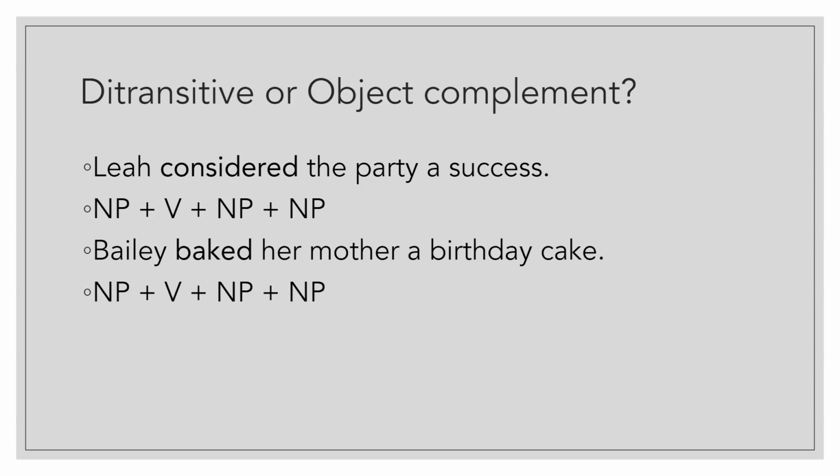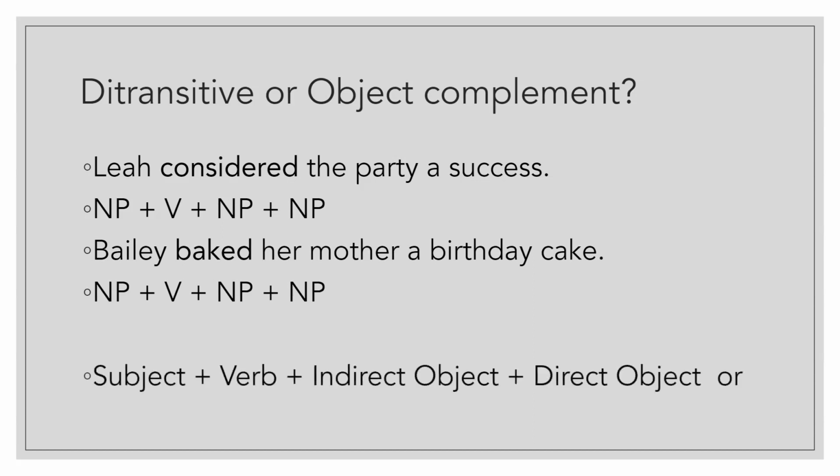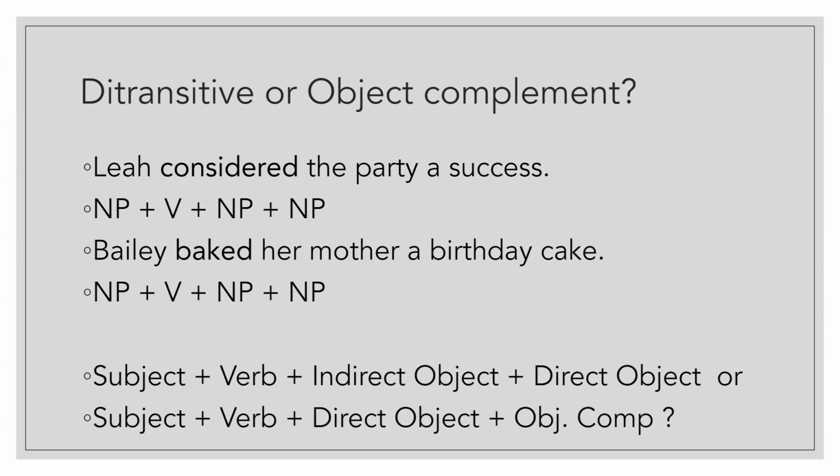They look the same when we kind of break it apart and label them as noun phrase and verb, but they're doing something very different, right? So we need to decide, what are those two noun phrases after the verb? Is it an indirect object and a direct object? Or do we have a direct object and an object complement? Okay. So basically we're deciding, is this a ditransitive verb pattern or an object complement verb pattern?